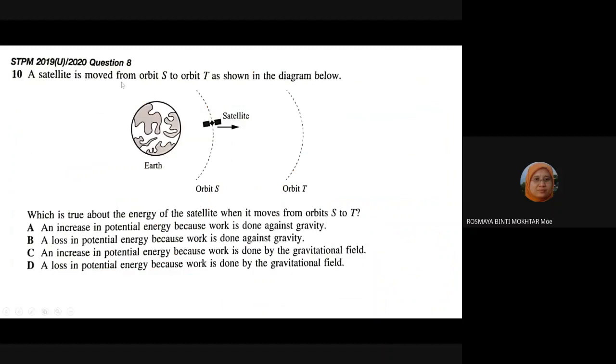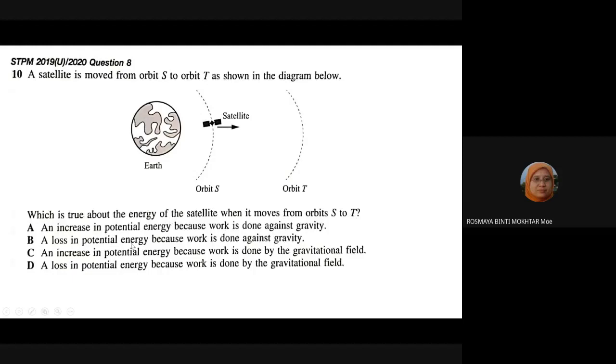A satellite is moved from orbit S to orbit T as shown in the diagram below. So this is orbit S, this is orbit T. This is quite a famous past year question about satellites. So orbit S to orbit T. Which one is initial, which one is final? Be careful: S is initial, T is final. What is true about the energy of the satellite when it moves from orbit S to T?